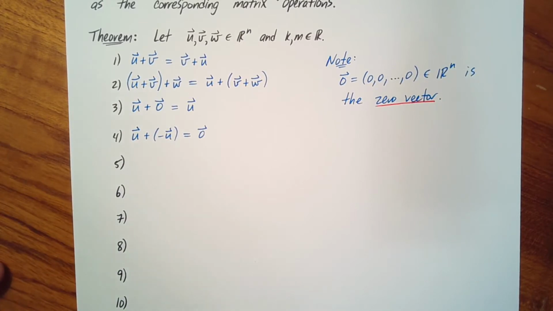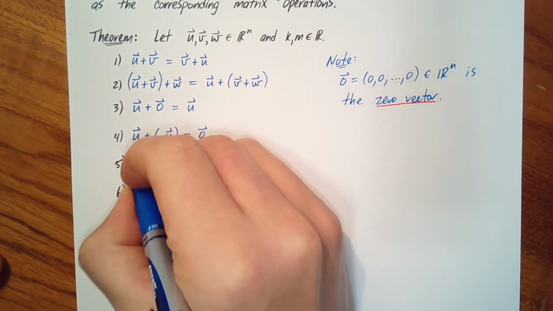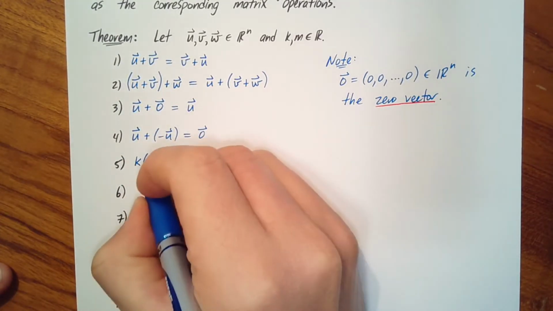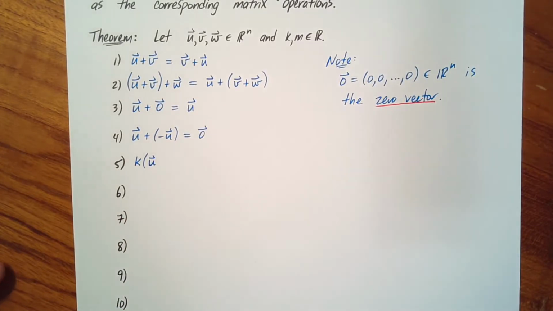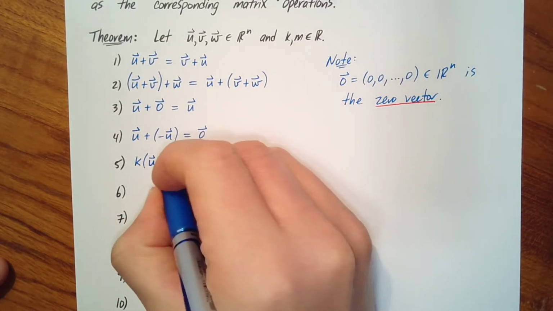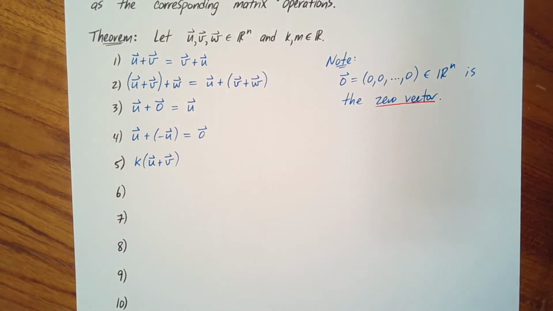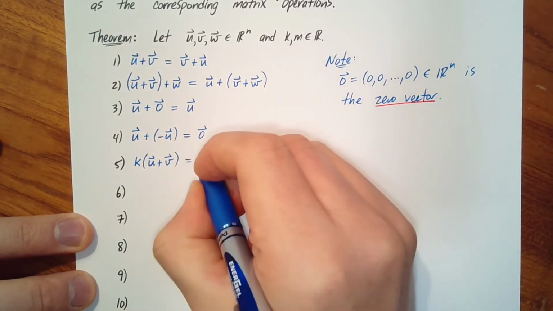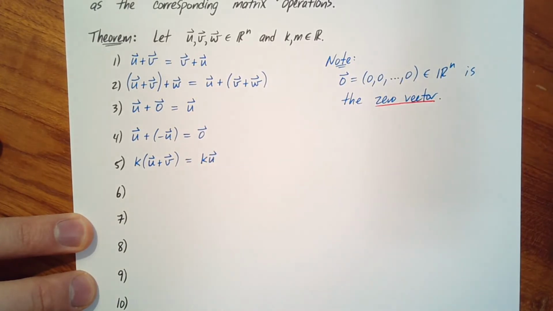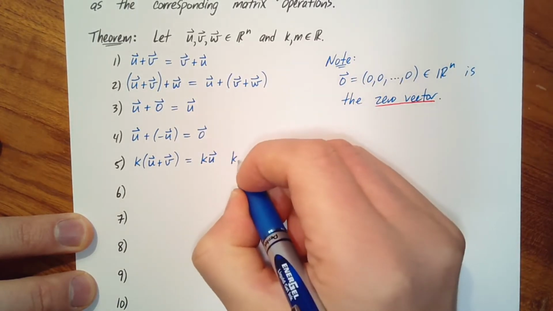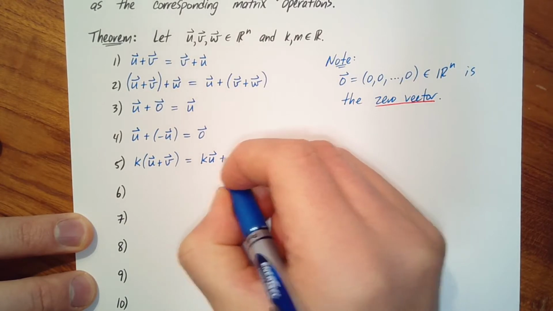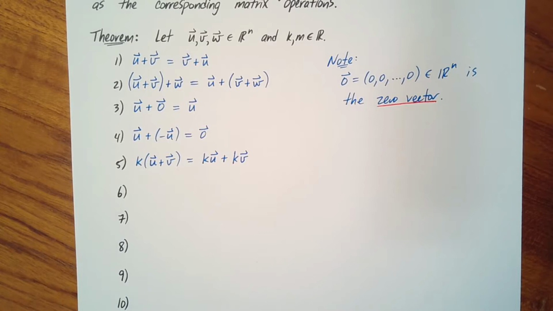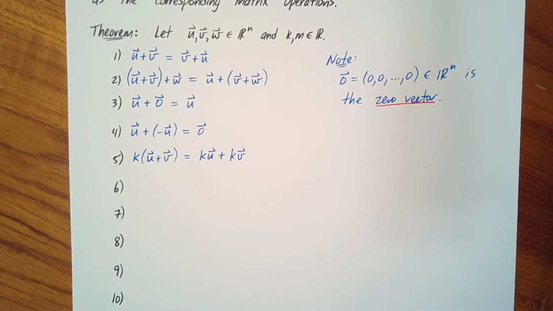Okay, the next property says that scalar multiplication distributes into vector addition. And what that looks like as a property is if I take k and I multiply it by the sum of u plus v, it turns out that I'll get the same thing if I calculate the scalar product ku and the scalar product kv and then add the results. So it turns out if I do either of those calculations, I get the same thing. And it really just boils down to the distributive property of real numbers.